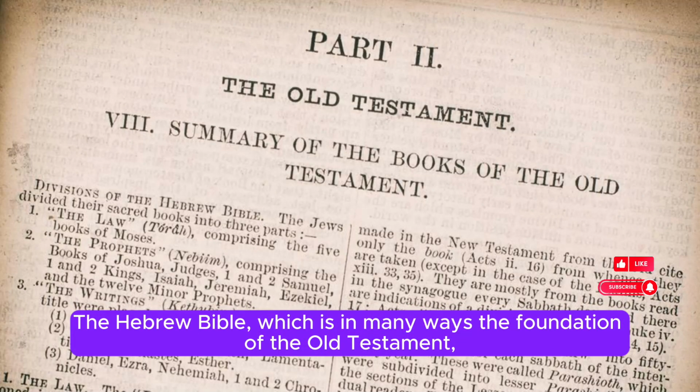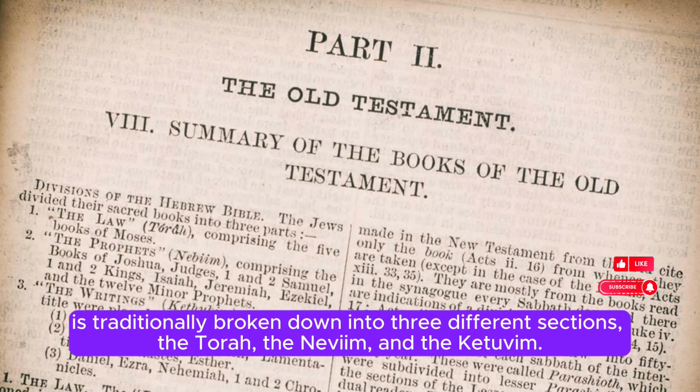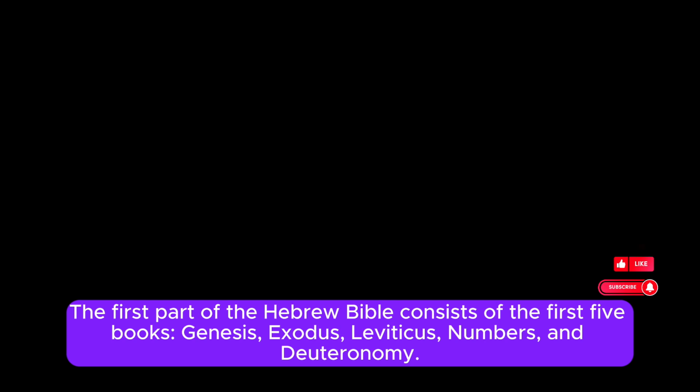The Hebrew Bible, which is in many ways the foundation of the Old Testament, is traditionally broken down into three different sections: the Torah, the Nevi'im, and the Ketuvim. The first part of the Hebrew Bible consists of the first 5 books: Genesis, Exodus, Leviticus, Numbers, and Deuteronomy.